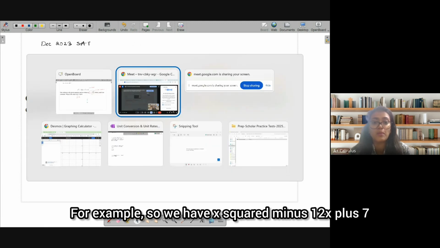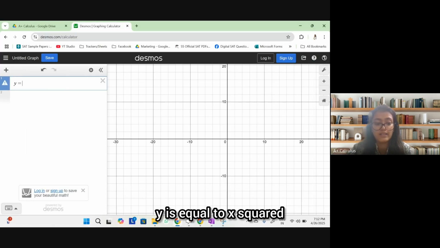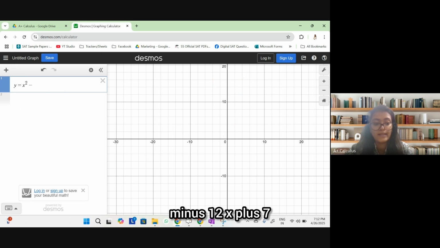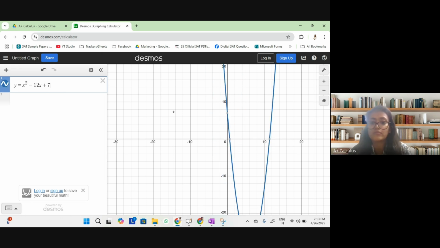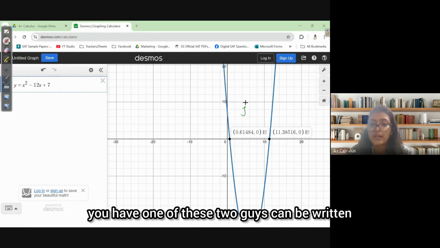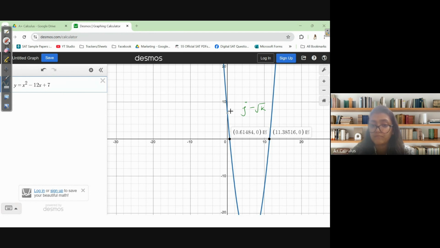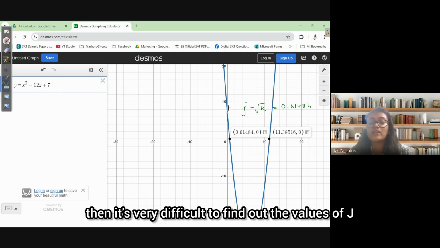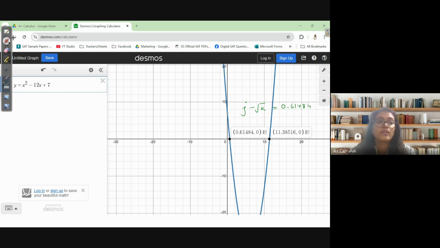For example, we have x squared minus 12x plus 7. So let's plot it: y is equal to x squared minus 12x plus 7. The two solutions are 0.61484 and 11.38516. One of these two solutions can be written in the form j minus square root of k. Now, just for a second, if I assume that 0.61484 is j minus root k, then it's very difficult to find the values of j and k individually.